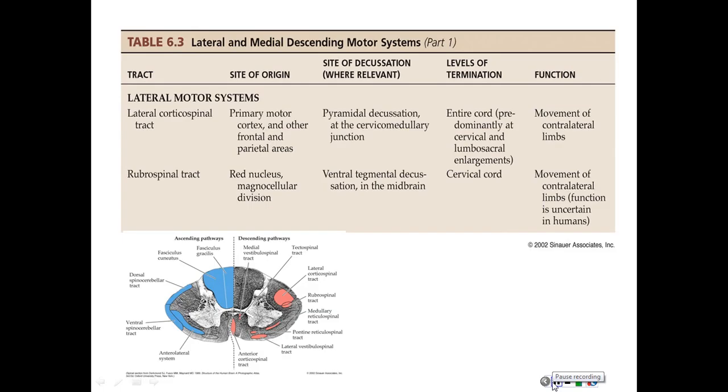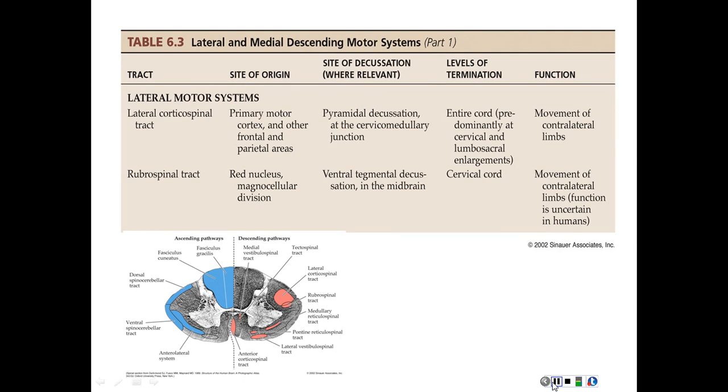Okay, so motor systems and these great summary charts. The schematic on the bottom here is showing you a cross-sectional view of a spinal cord. On the left side, it has pathways in blue, which are showing you the major sensory pathways, which we're just about to do. And in red on the right are the major motor pathways.